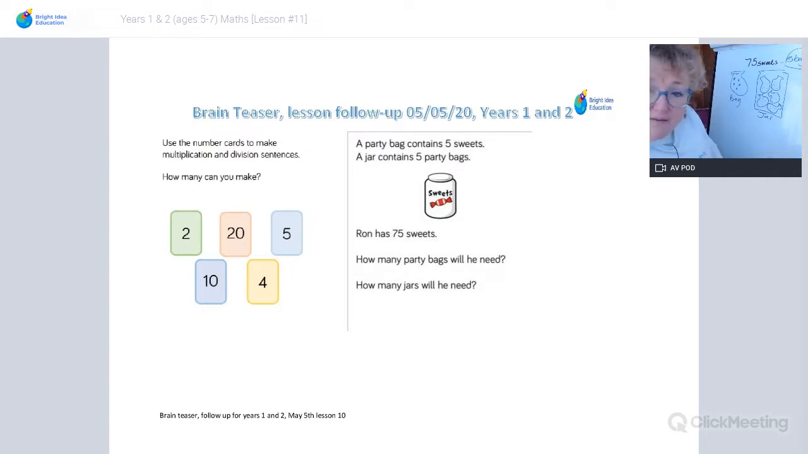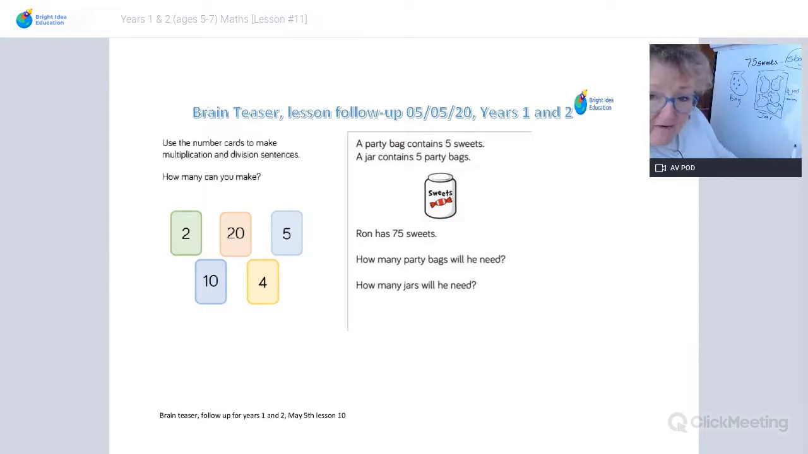How many groups of 5 can you make out of 15? Well, you can make 3 groups of 5, can't you? 3 5s are 15. So we will have 3 jars. Each jar has 5, 10, 15, 20, 25 sweets in it. 3 25s are 75. So 15 party bags and 3 jars.